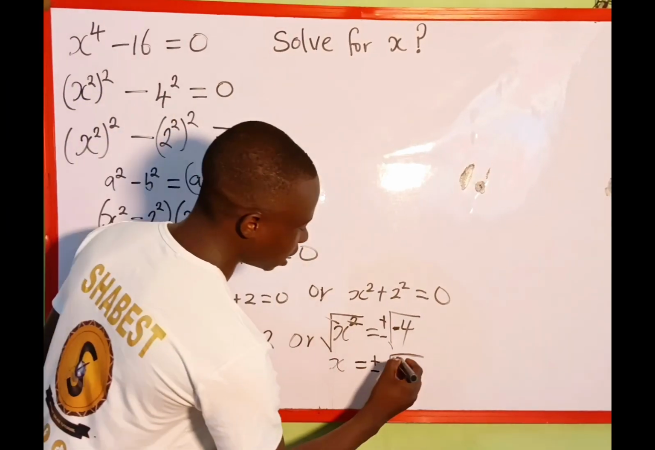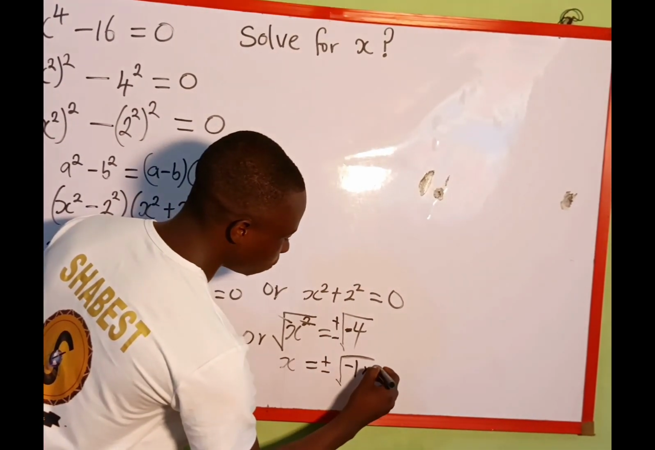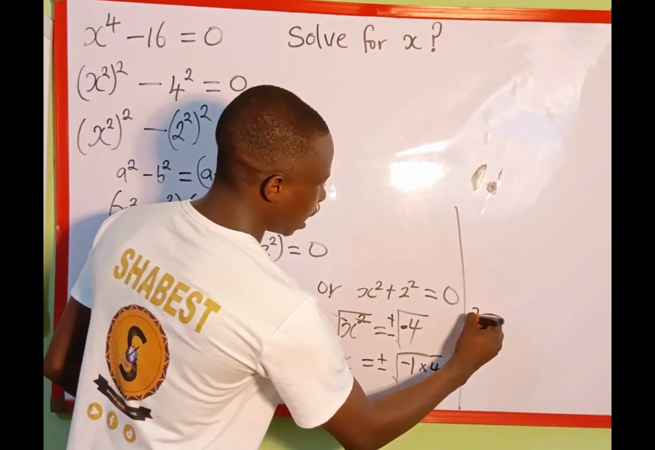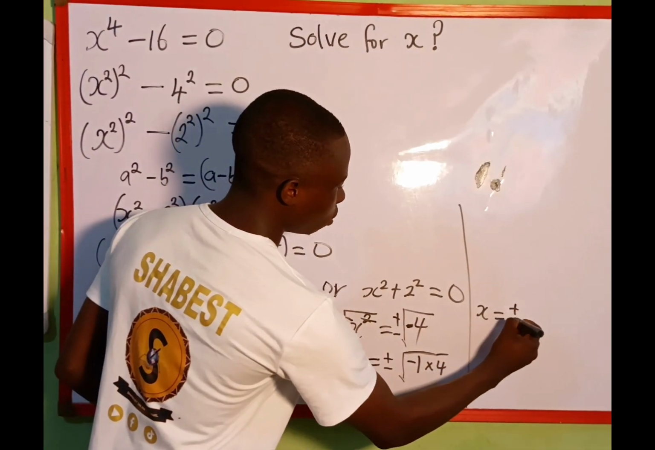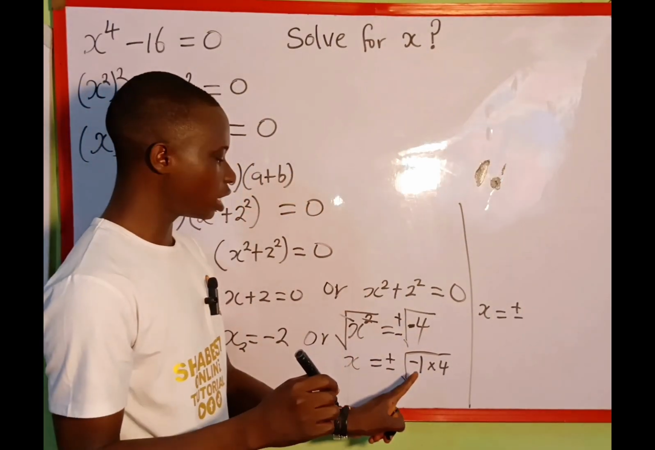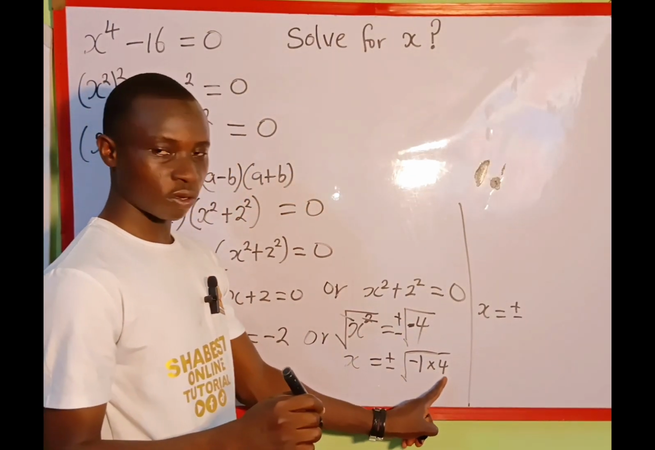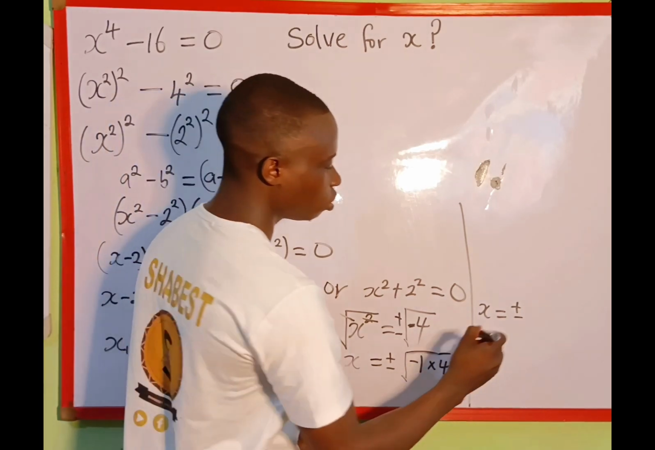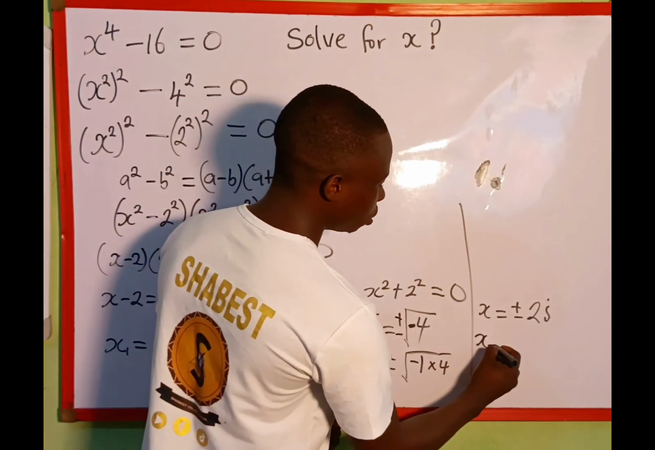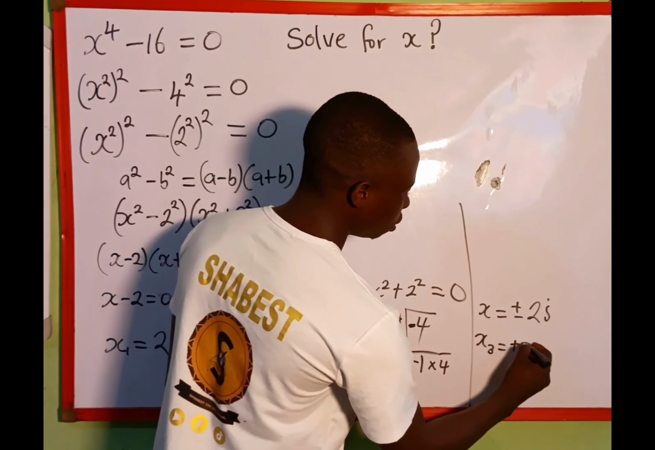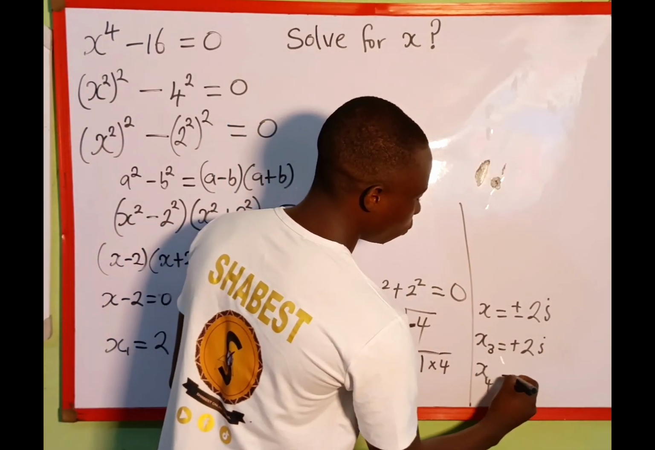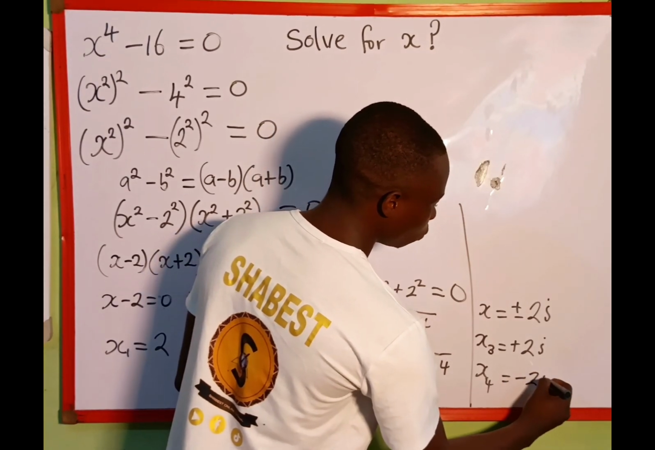this negative 4, which can also be split as what? Negative 1 multiplied by 4. So that we are going to have what? X now will be equal to plus or minus square root of negative 1, which is going to give us i, because this is negative. Then square root of 4 is 2. So everything here is going to be what? 2i. So x3 now will be equal to positive 2i, or x4 will be equal to negative 2i.